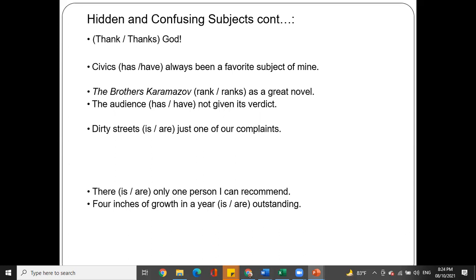Okay. The couple always disagree with each other. So the couple, that's what you call a collective noun, guys. The couple always disagrees with each other.